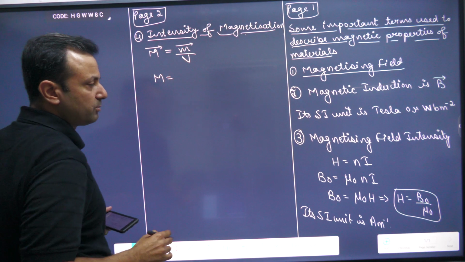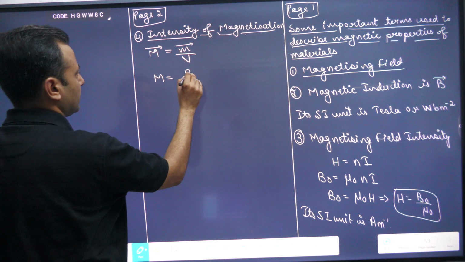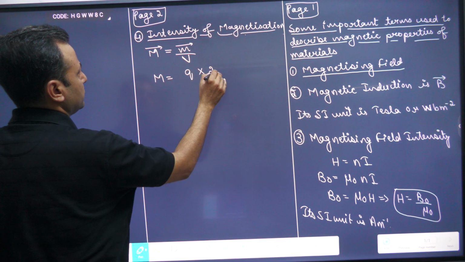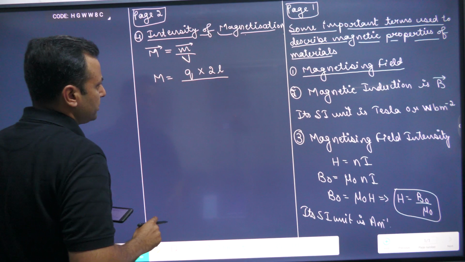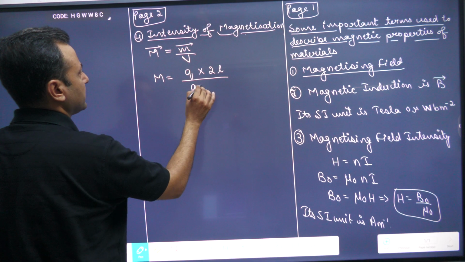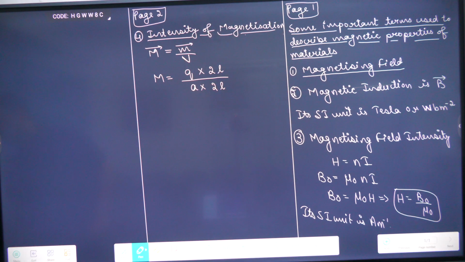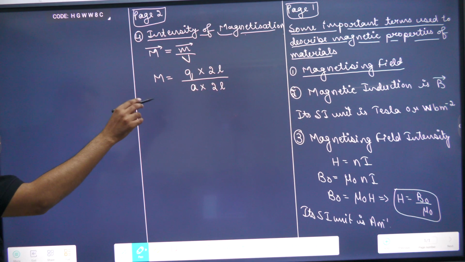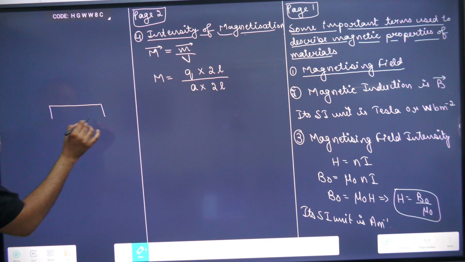what is this magnetic moment? Magnetic moment is either charge into distance between them. So Q into 2L upon what is volume? Volume is cross sectional area of a magnet into 2L. So if we wish to calculate the volume of a magnet, then the volume of that magnet is like this.